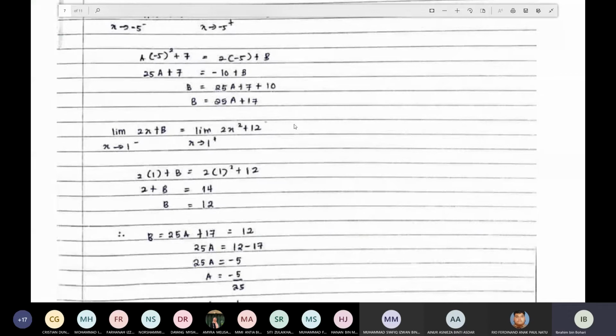Question 7, you find the value of a and find the value of b. First here you find the value of b. b here equals 12. Check your number line. x here equals 1.